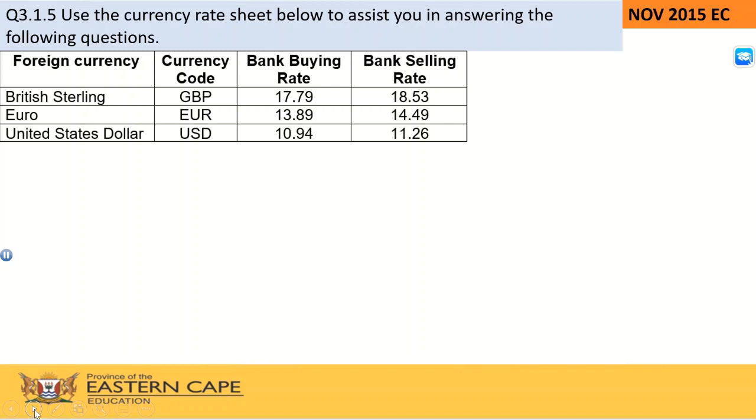British sterling. You will note that the previous currency rate sheet in the previous calculation spoke about the British pound. Here you have the British sterling, pound sterling, it's all the same currency. Then you also have the euro and the United States dollar. You're given the currency code for each and the bank buying and the bank selling rate. Remember, as a grade 11, you will be told which of those rates to use. When you get to grade 12, you're on your own. You have to determine which rate to use.